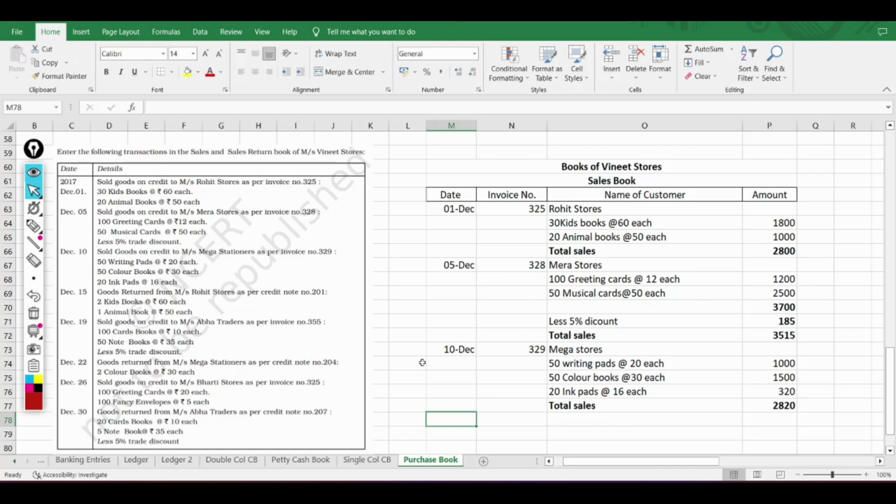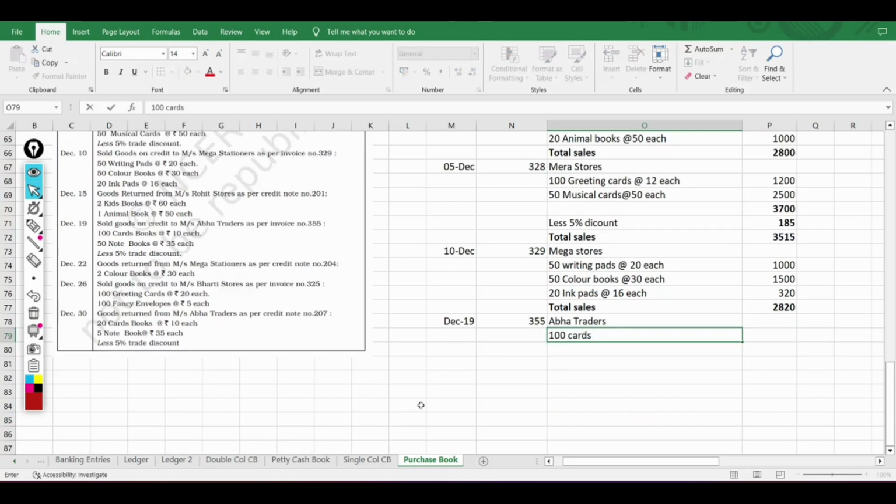We will record it in our sales returns book. December 19th, invoice 355, Abha Traders, 100 cards at rupees 10 each. So 100 into 10, 1000 rupees. Again 50 notebooks at 35 each, which is 50 into 35.